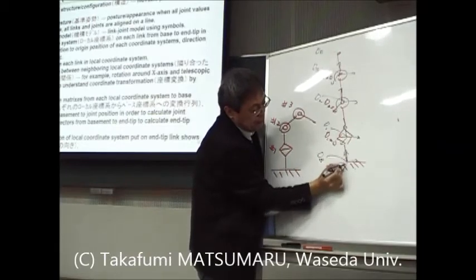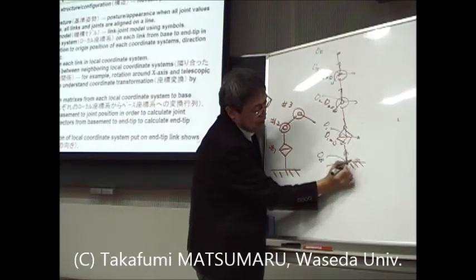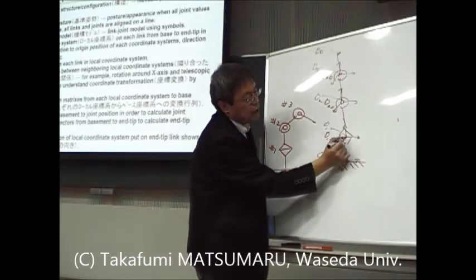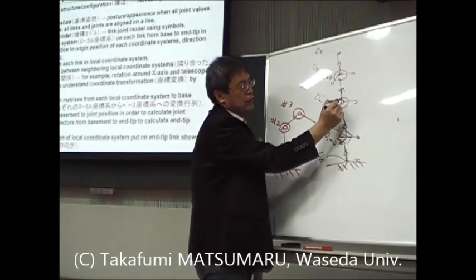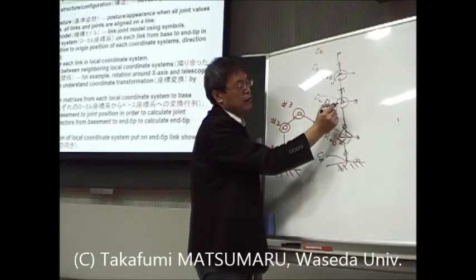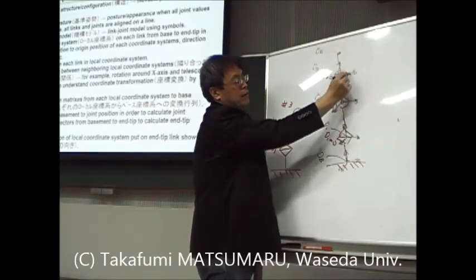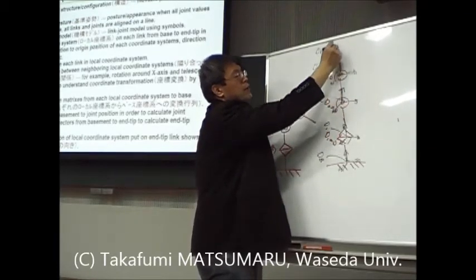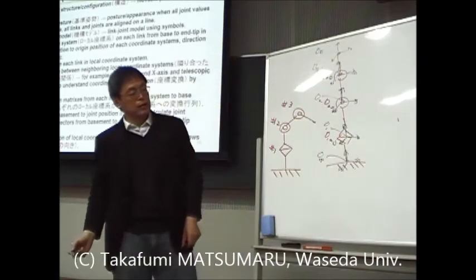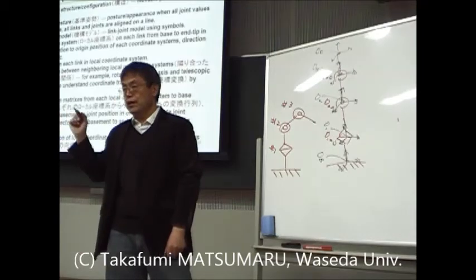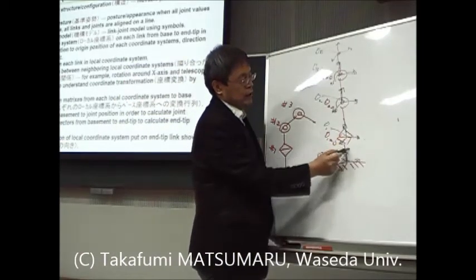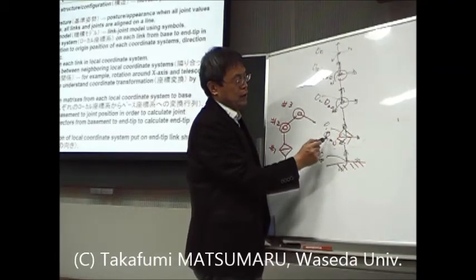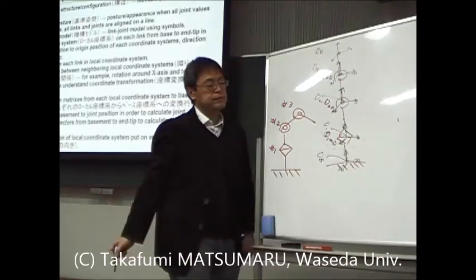This is a basement coordinate system, basic coordinate system. This is local one, joint coordinate system, link coordinate system. This is a second local coordinate system. This is a third coordinate system, and this is the end tip coordinate system, if you want. You should write here. And also, what does this theta first joint do?